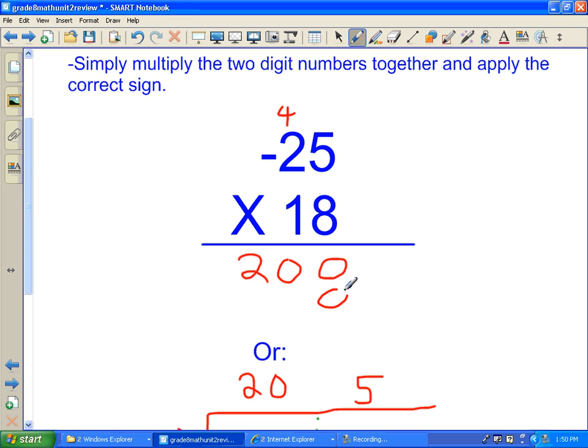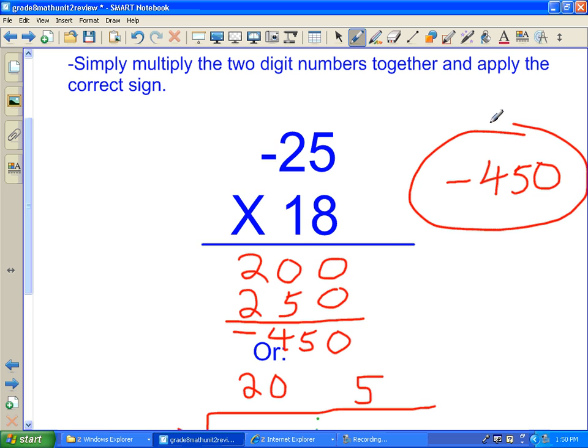Now I'm going to put my 0 down because I'm starting with the next one and get rid of this 4. 1 times 5 is 5. 1 times 2 is 2. So my total answer here when I add them up is 0, 5, 4. It's 450, and since it's a negative times a positive, my answer is going to be negative 450. So that's my answer.